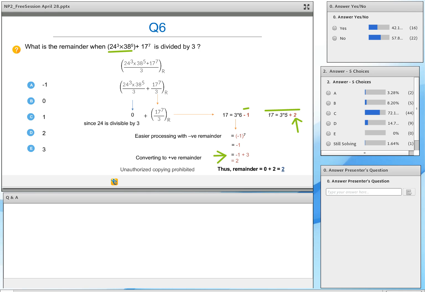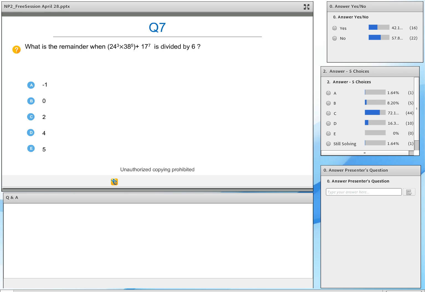Now imagine if instead of 2 this number was 4 or 5, then in this case you have the divisor as 3, but what if this divisor was 7 and you had the remainder as 5? Again, you would have had to do quite a bit of calculation. So this negative remainder concept works when it's possible to have a negative remainder of 1, and that really simplifies the calculations quite a bit. Okay? So now let's solve question number 7.